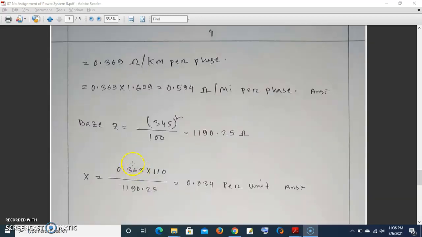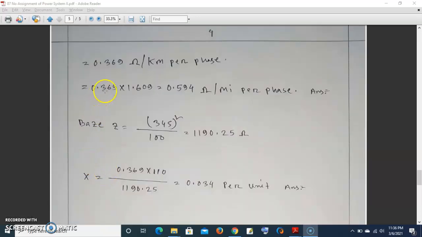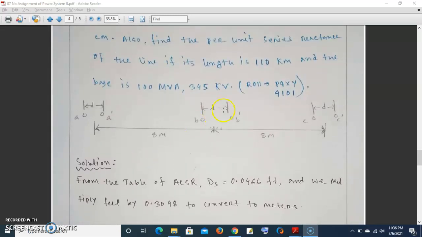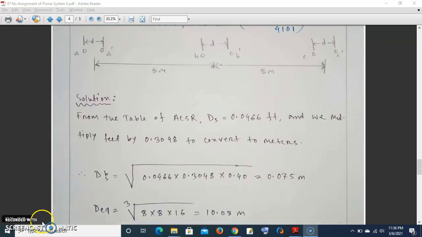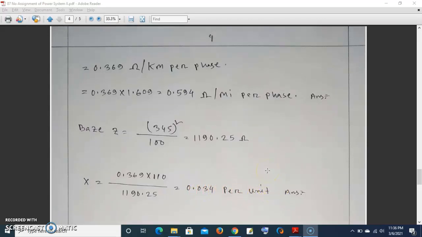And X equal to 0.369. Here the XL value is 0.369 into the length 110 kilometer divided by the base value 1190.25, and we get the result 0.034 per unit. This is the answer.